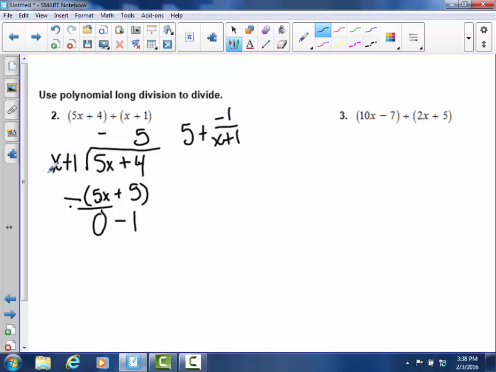Okay, because this is my remainder, this is what I'm dividing by, and this is what I had left over. So negative 1 over x plus 1.